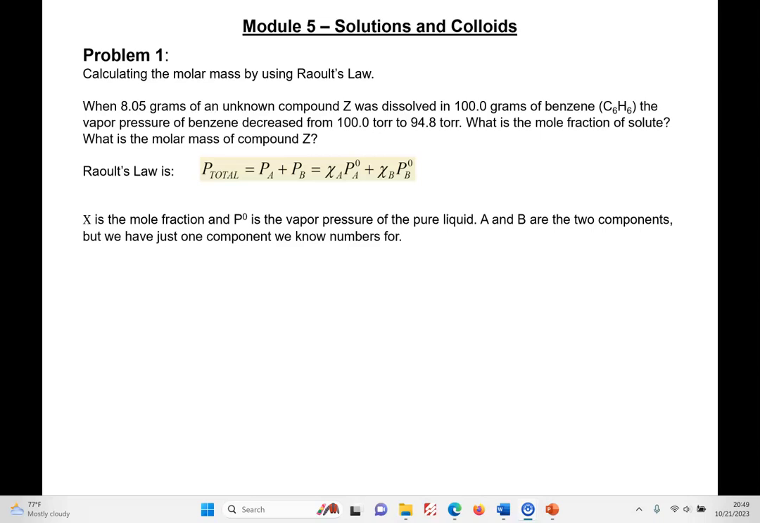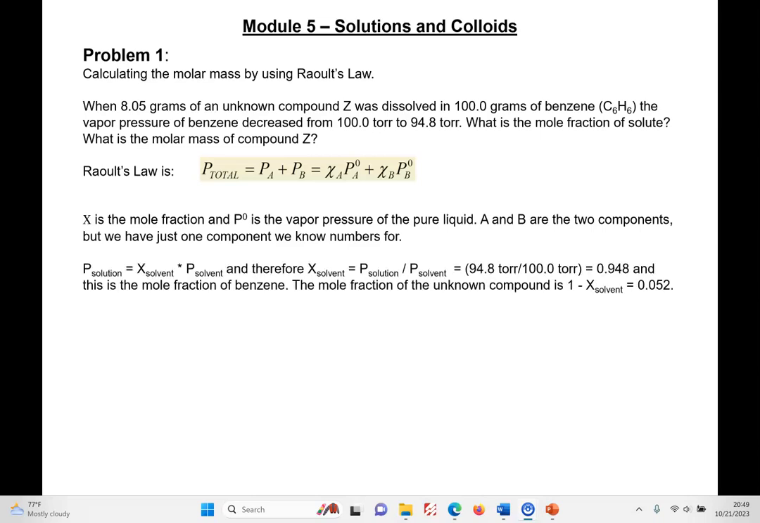P0 is the vapor pressure of the pure liquid. A and B are the two components. But we have just one component that we know the numbers for, okay? So we could say that the P solution then is going to be the mole fraction of the solvent times the vapor pressure of the pure solvent, because that's all we know is one compound or one component. Let's rearrange that. If we solve for the mole fraction of the solvent, we just divide both sides of our equation by P solvent.